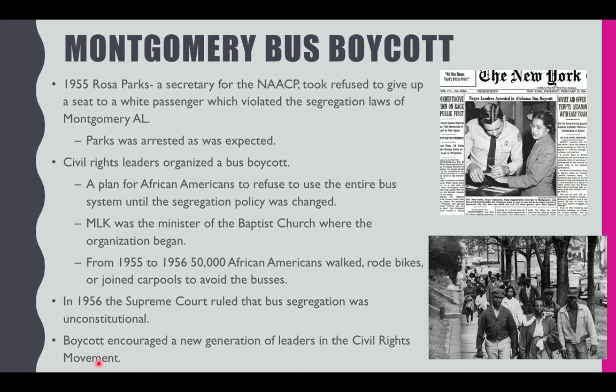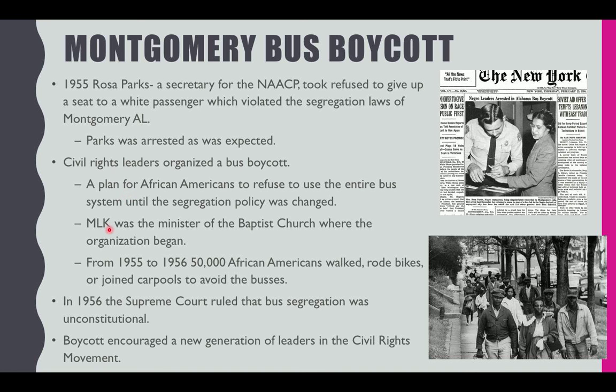Now, what maybe we don't know is that Rosa Parks did this on purpose. She knew she was going to break this law. She knew she was going to be arrested. And the reason for this was to advance the civil rights movement. Because of this arrest, you're going to see civil rights leaders organize what we call a bus boycott. Now, we know a boycott means you don't buy something, you don't use something. This boycott was a plan for African Americans to refuse the entire bus system because they believed that if they boycotted the buses, the segregation policy would be changed.